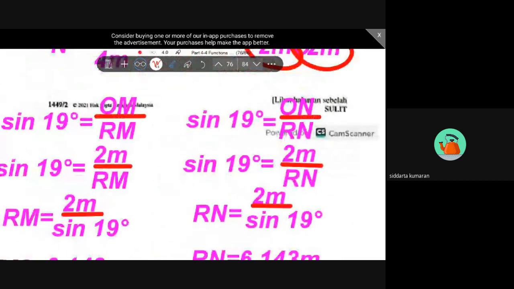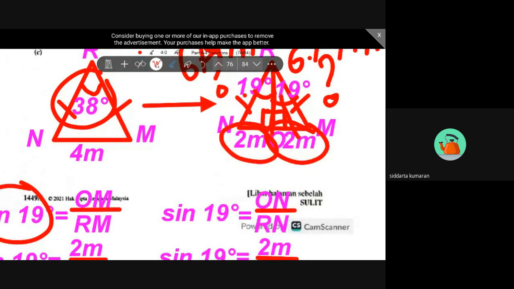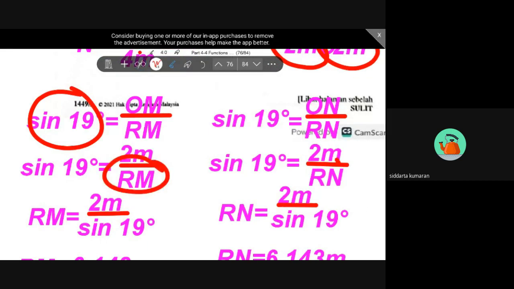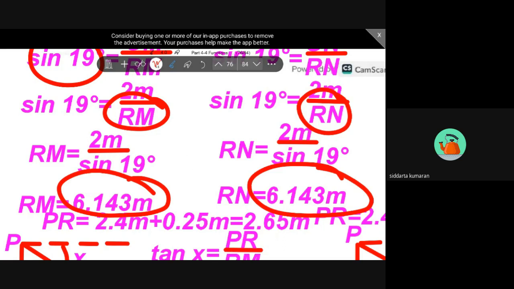6.14 meter. Very good. So how you get that? Saya boleh tunjuk kat bawah. Over here. Macam ni. Kamu guna soh cah toa. Pernah dengar tak? Sin equals opposite over hypotenuse. Sisi bertentangan per dengan hypotenuse. Itu fungsi sin. Okay? So, kamu dah ada opposite. This one is your opposite. Sebab yang ni bertentangan dengan sudut ni. 2 meter tu. So, 2 meter per dengan hypotenuse kamu, RM dan RN. So, kamu akan dapat panjang sama kat sini. RM is 6.143. RN also 6.143. So, boleh faham? Do you all understand how I get the length of RM and RN?